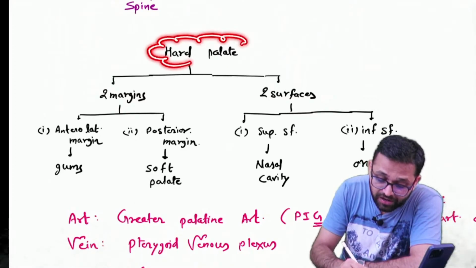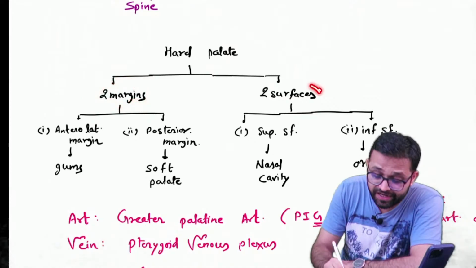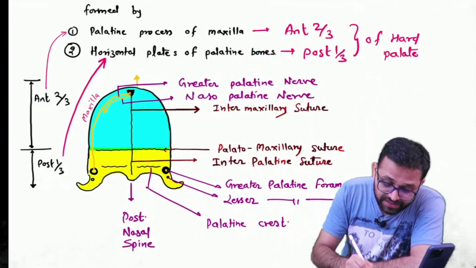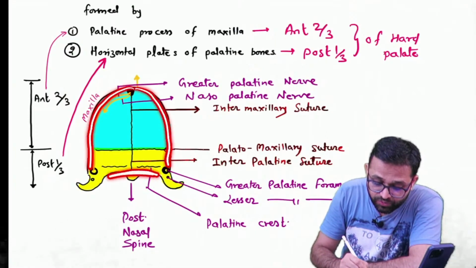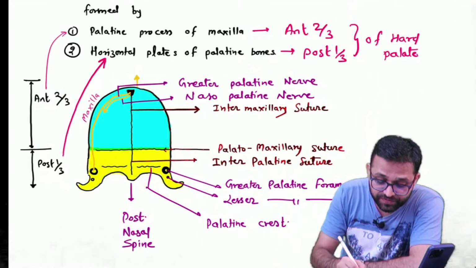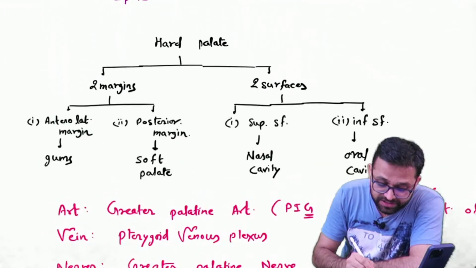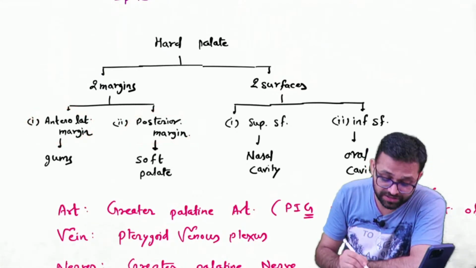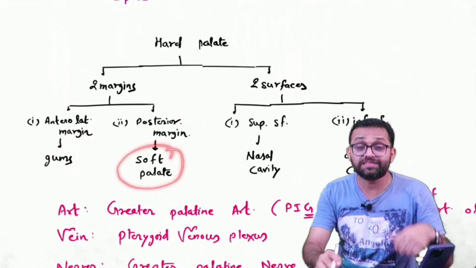Our hard palate has two margins and two surfaces. Can you see the two margins, sir? Anterolateral margin, and this is our posterior margin. And two surfaces: one is above, another is below. At the anterolateral margin there is the attachment of the gums, and at the posterolateral margin there is our soft palate.